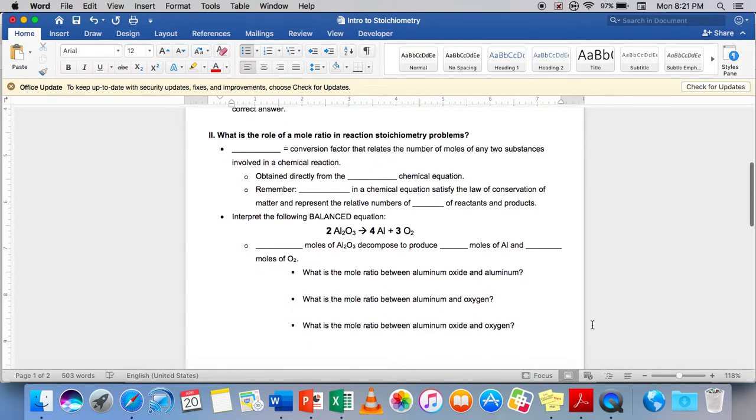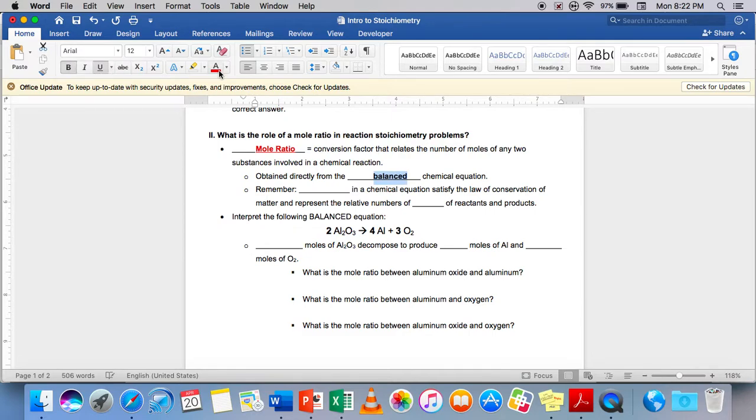So let's go to our second part now. What is the role of a mole ratio in reaction stoichiometry problems? The mole ratio is a conversion factor that relates the number of moles of any two substances involved in a chemical reaction. A ratio involves two different things and they're going to relate the moles. It is obtained directly from the balanced chemical equation.